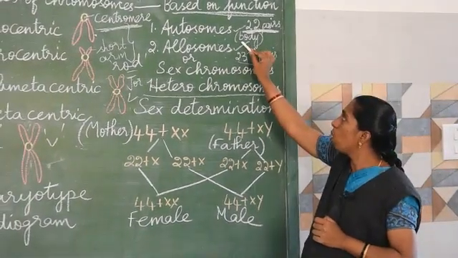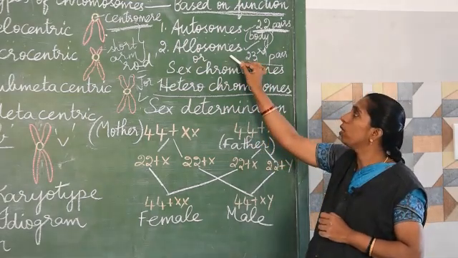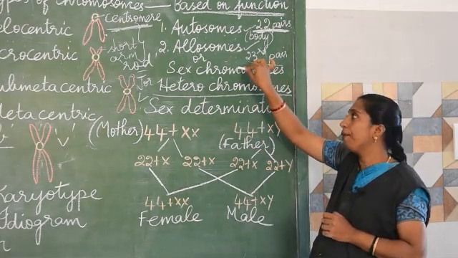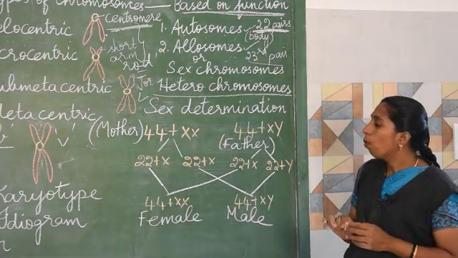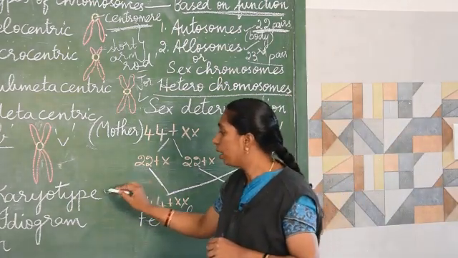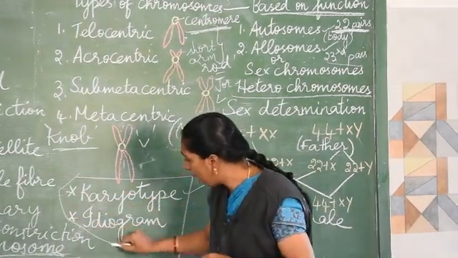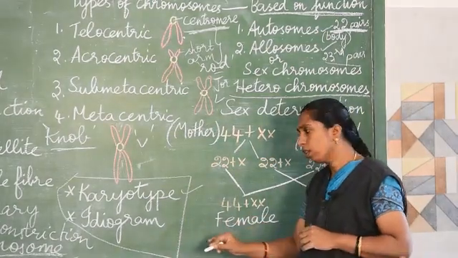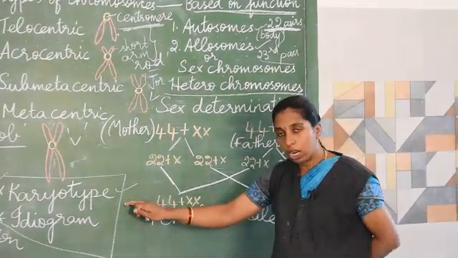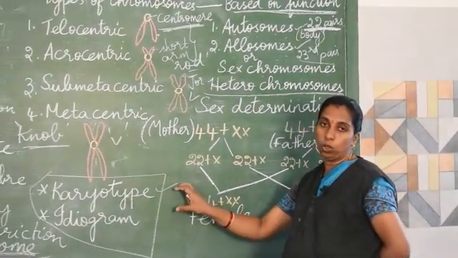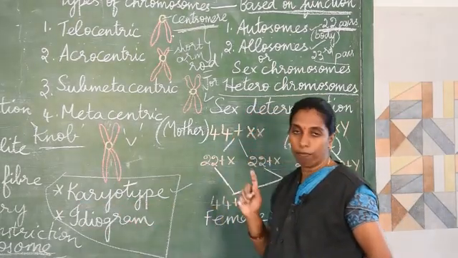So autosomes are responsible for all the body characters, and these allosomes are responsible for the determination of sex of an individual. Now we shall see what we mean by karyotype and ideogram. What is karyotype and ideogram? Karyotype is the number, structure and size of the chromosomes of an individual. It is called the karyotype of the chromosomes.